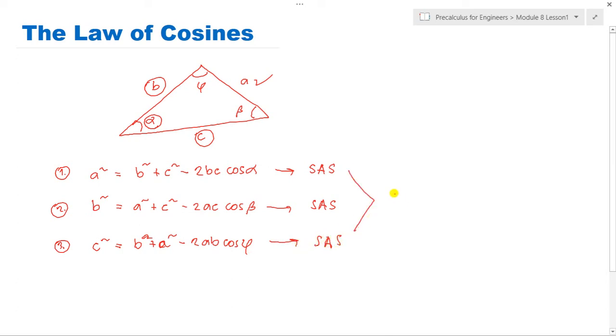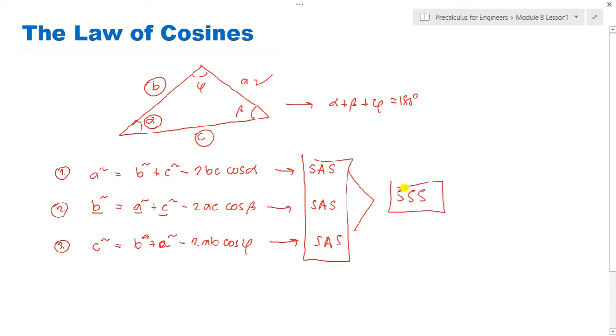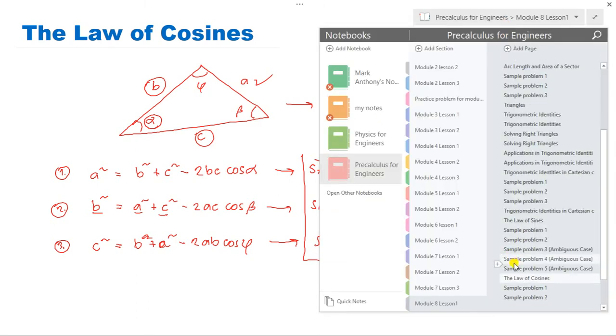These three can be used for SSS, or if all sides are given. Because in our formula, the three sides are given, so the angle is the unknown. So we can get one angle, then the other angle, then the remaining angle. You can also use the principle for triangles that alpha plus beta plus gamma equals 180 degrees. Okay, again, law of cosines applies if you're given side, angle, side, and all sides are given. Okay, let's proceed to the examples.